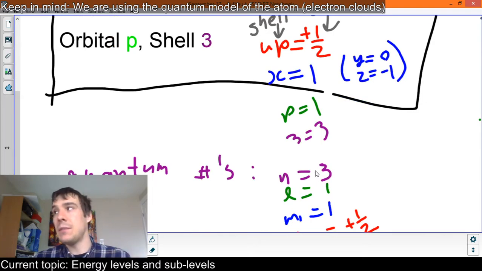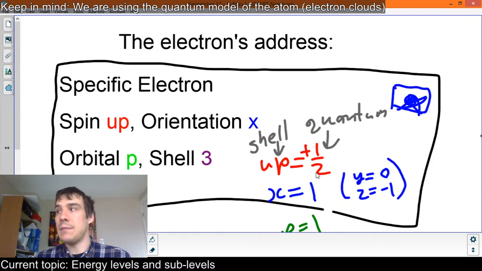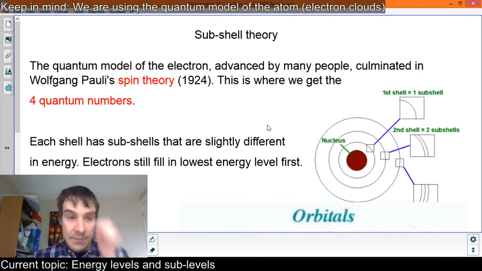So these all have numbers, and you don't really have to worry too much about how the numbers are determined. The curriculum doesn't actually mention a lot about quantum numbers, but I like to talk about them because they're frequently a confusing subject in university chemistry courses, so I thought I'd give you guys a primer. So, subshell theory.